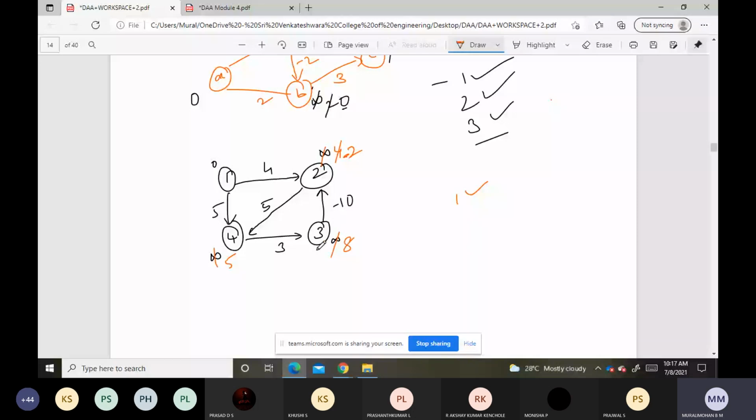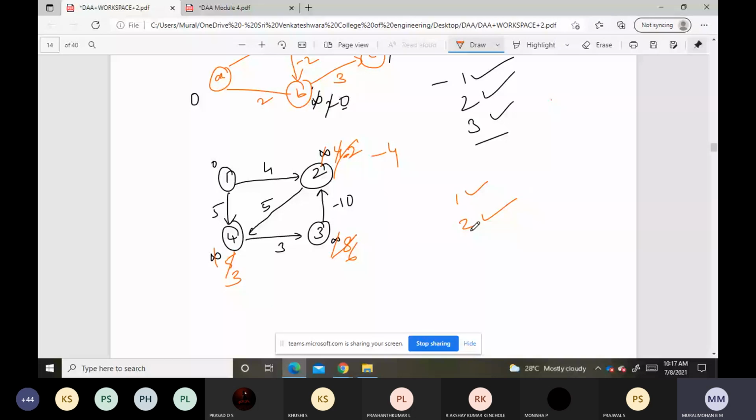So can we apply this? Minus 2 plus 5. Minus 2 plus 5 is 3. Right. So 3 plus 3, 6. 6 minus 10, minus 4. So the second cycle is finished.